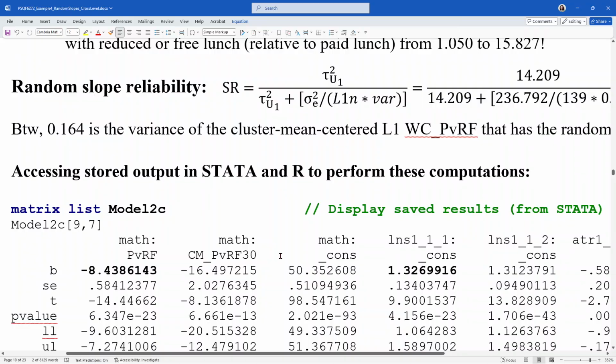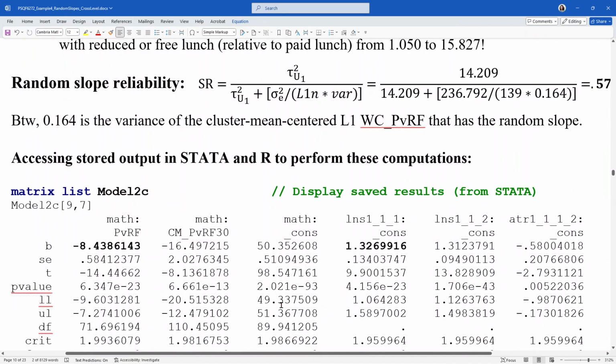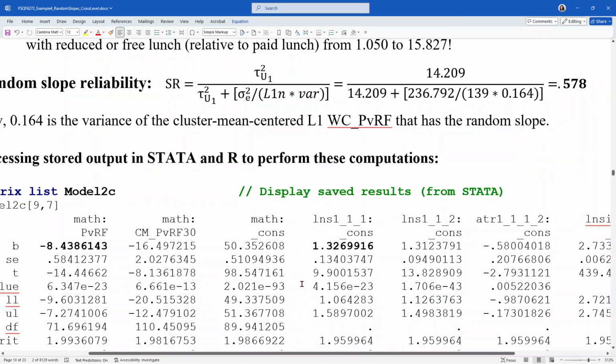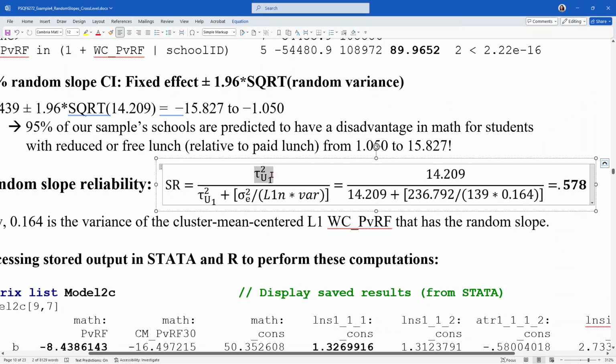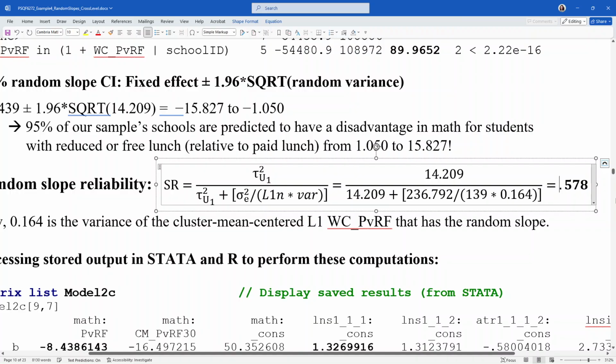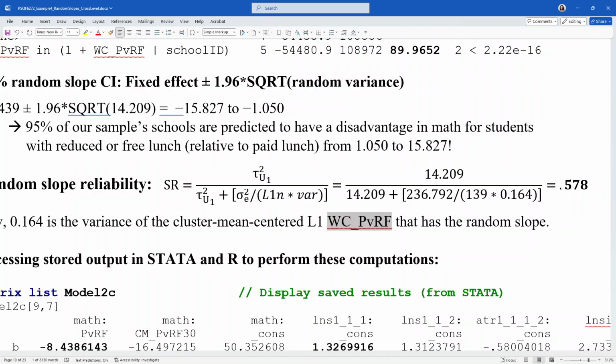We can also do random slope reliability in the same way that we did random intercept reliability. So it's the slope variance that we just found, divided by that plus the level 1 residual variance divided by cluster size times the variance of the predictor, the slope is 4. Feeding all that information in here gives me a slope reliability of 0.58. So not super high. However, not that unexpected given this variable has very little variance to it.